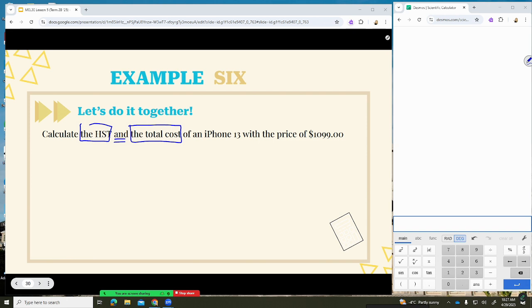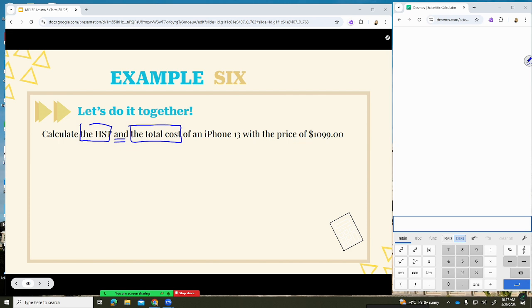It's not telling me where I'm buying this. It's not telling me if I'm in Nova Scotia or New Brunswick or Ontario. I know it's HST, so I know it has to be one of those, but I don't know if I'm going to apply 13% or 15%. Because it's not telling me, I'm going to go with where we are. We're in Ontario, so assume then that we're using 13%.